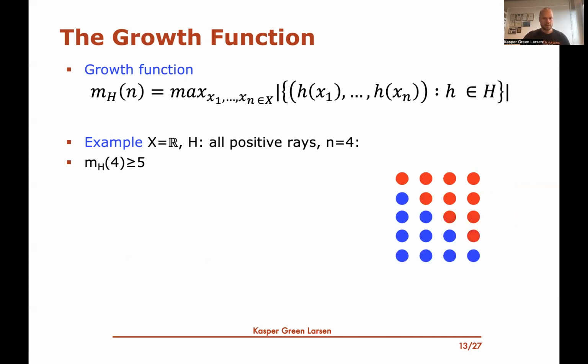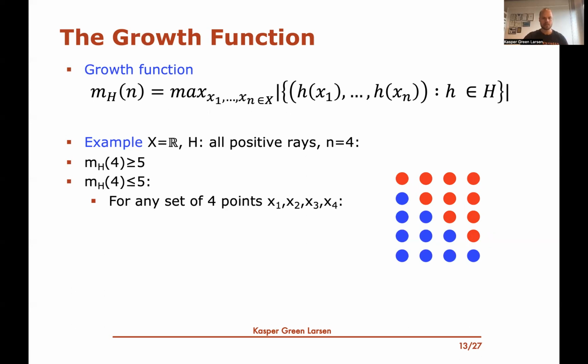Good, so the growth function of positive rays evaluated at the integer 4 is at least 5. Let's also argue that it's at most 5. What we have to prove now is that, because we have a maximum, no matter what point set of 4 points you give me, there are at most 5 distinct dichotomies I can generate on this point set.